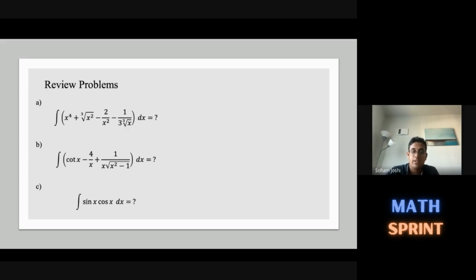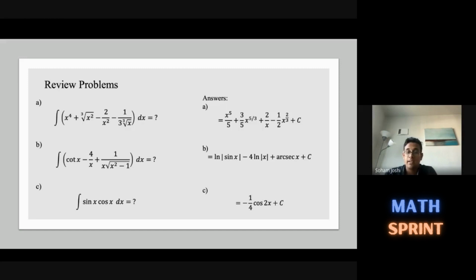Okay, so here are the answers for all of them. If you didn't get any of them, you might want to go through the rules again to clarify your concepts. Also, for question C, if you don't understand how to do this question, you may want to revise your trigonometric identities, because then you would know that sine 2x is equal to 2 sine x times cos x.